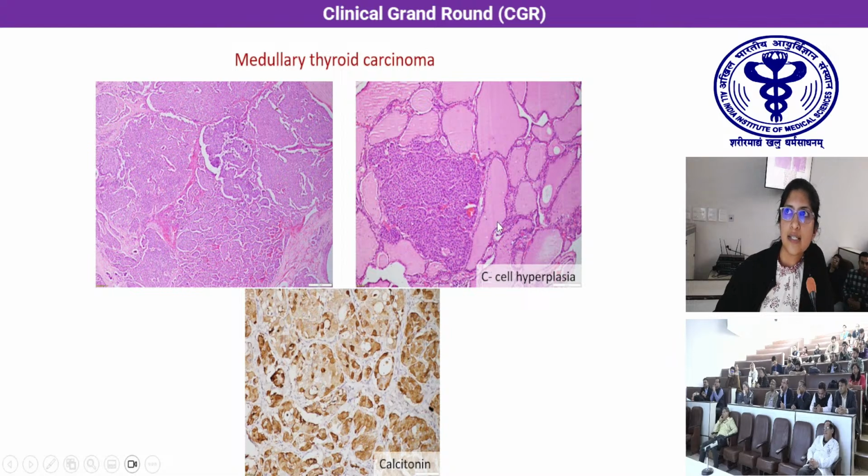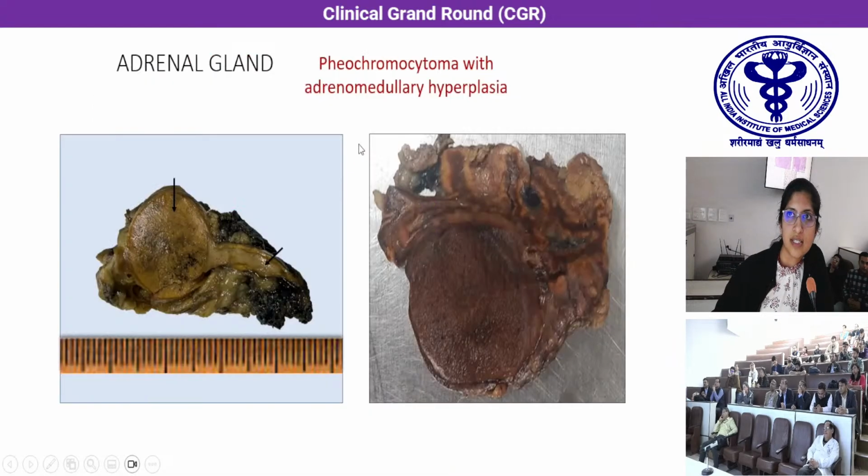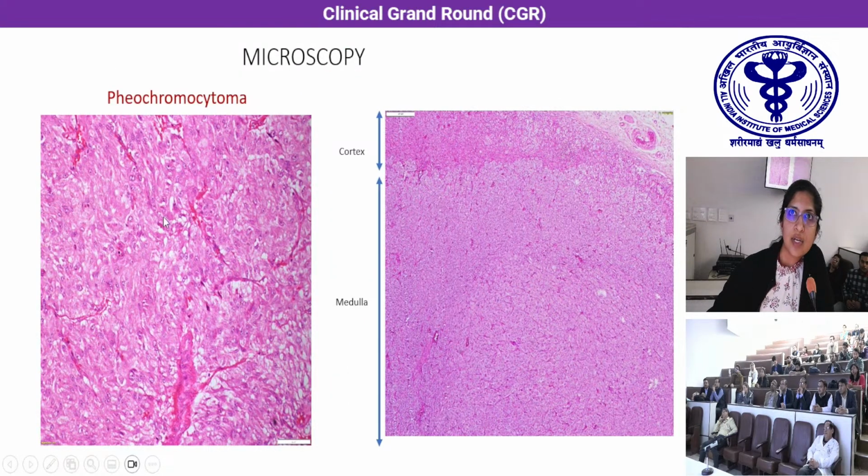This is a precursor C-cell hyperplasia which is associated with MTC. And in MEN2B, the patients can also present with pheochromocytoma with adrenomedullary hyperplasia. This is the adrenal medulla which is extending to the tail and alae. The same histopathological image of the pheochromocytoma where the tumor cells are arranged in nests and a Zellballen pattern.